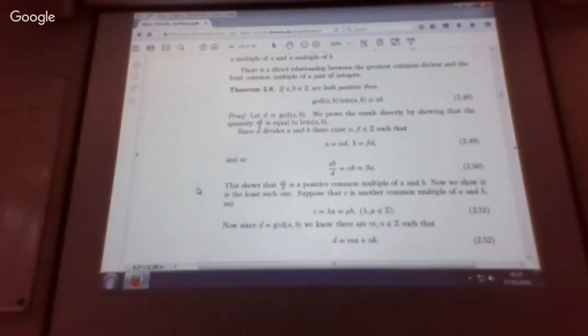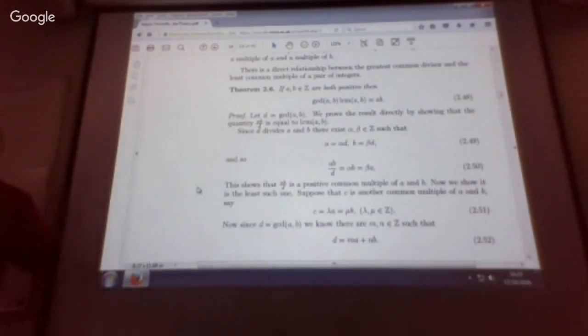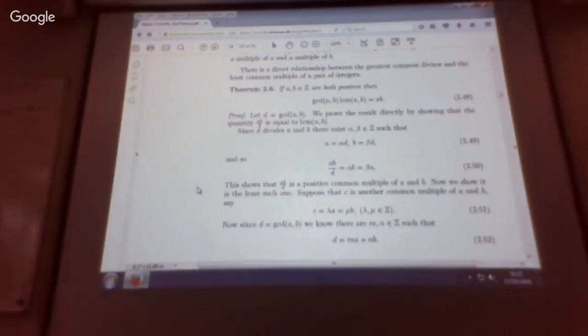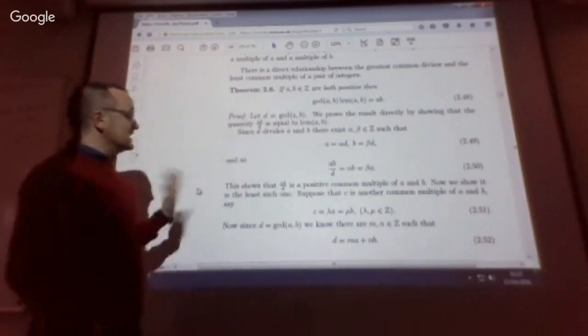So if you want to prove that a certain quantity is equal to the least common multiple, you have to prove two things. You have to prove, first of all, that it is a common multiple. It has to qualify as a common multiple. And then you might go and tackle proving the idea that it's the smallest positive common multiple, the least. So first of all, we take care of showing that AB over D is a common multiple.